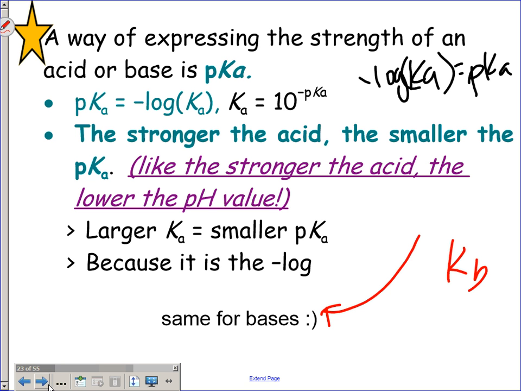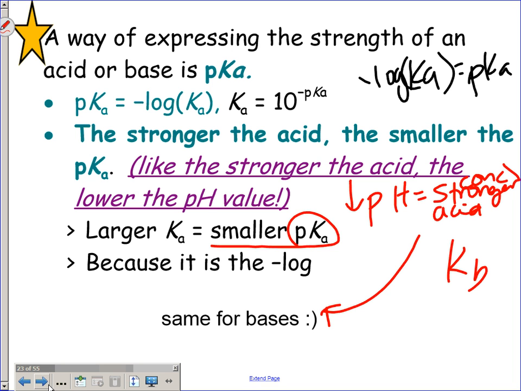And so this information here is saying the lower the pH is, the stronger or more concentrated the acid. Same thing is about the pKa, the mathematical relationship is the same because of that negative value in the front. The lower the pKa value, the stronger the acid, because the lower the pKa value means you have a larger Ka.